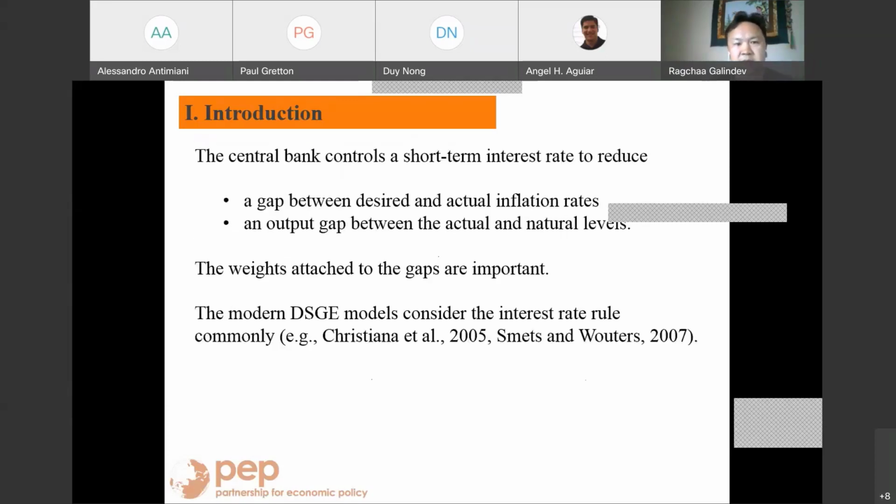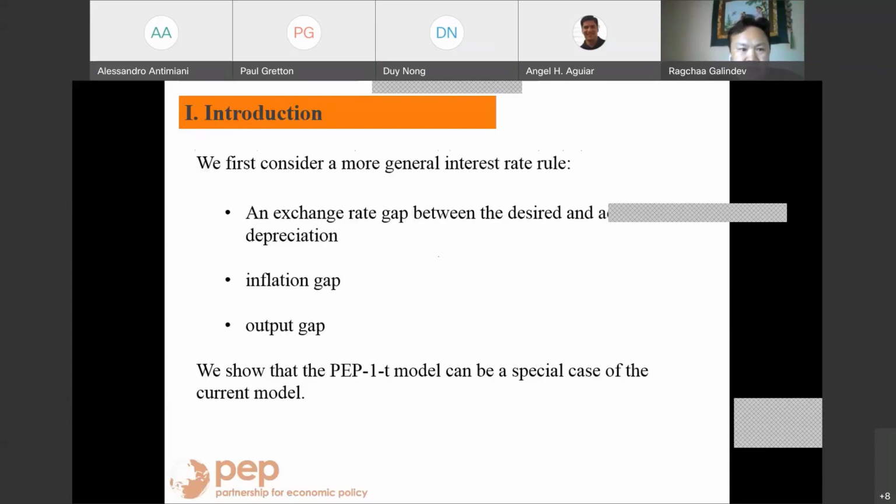In this Taylor rule, the central bank controls the short-term interest rate to reduce the gap between desired and actual inflation rates, and also tries to reduce the output gap between actual and natural levels. Some weights are attached to the gaps, which is very important. This Taylor rule is very famous because modern DSGE type models are using these rules. So the state-of-the-art DSGE is using this.